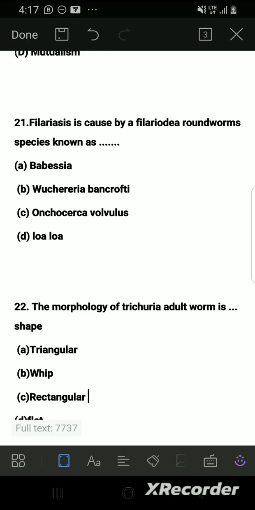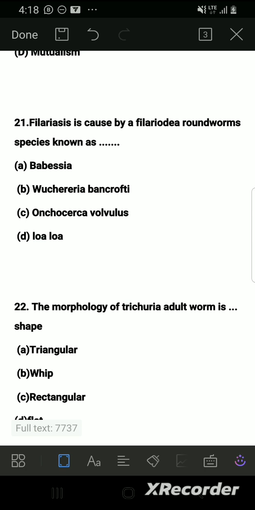In continuation of the questions, we'll be starting with number 21, which says: filariasis is caused by a filaria of which species, known as what? So Babesia cannot be the answer, because Babesia is a kind of disease that involves mammal blood. Babesia dwell in the mammal's blood and cause destruction by their multiplication. When they multiply, they destroy the mammal's blood.